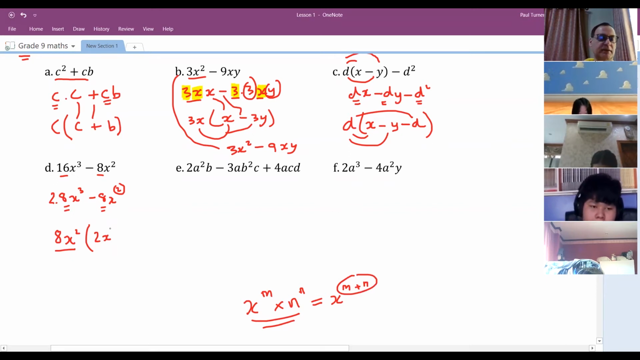So that would be, there's a 1 here, which we don't usually write. So x squared times x^1 is x cubed. And then you see what happened? We took the whole term out now. 8x cubed, 8x squared, 8x squared. So you just write 1 there. So 8x squared times this will give 16x cubed. 8x squared times minus 1 is minus 8x squared.